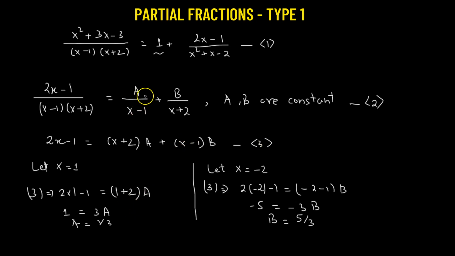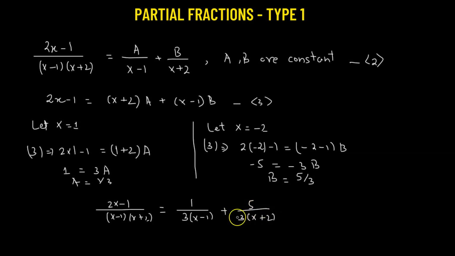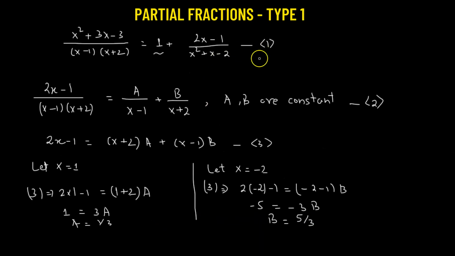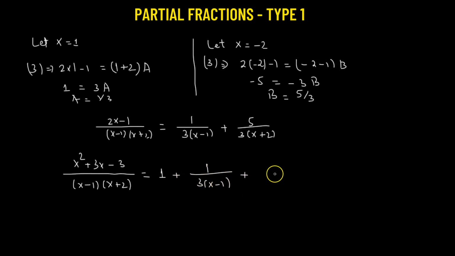Now we have successfully obtained the values of a and b, which we will replace in equation number 2, such that 2x minus 1 whole divided by x minus 1 multiplied by x plus 2 will be equal to, in place of a, 1 over 3 multiplied by x minus 1, plus b, which is 5 divided by 3 times x plus 2. So we have successfully resolved 2x minus 1 over x minus 1 times x plus 2 into two partial fractions. And finally, we will replace this value back in equation number 1 such that we now get x squared plus 3x minus 3 whole divided by x minus 1 multiplied by x plus 2 equals 1 plus 1 over 3 times x minus 1 plus 5 over 3 times x plus 2, and this is the final answer.